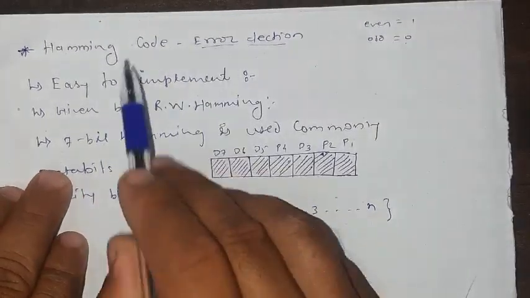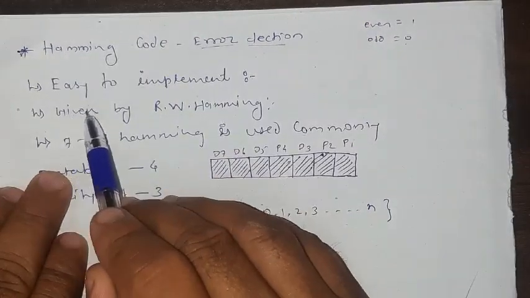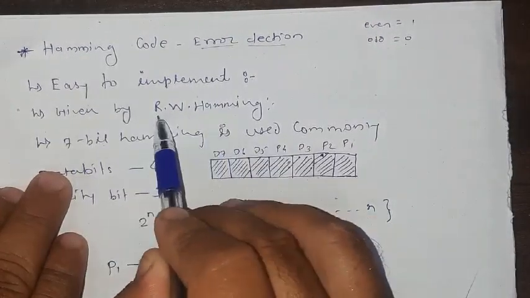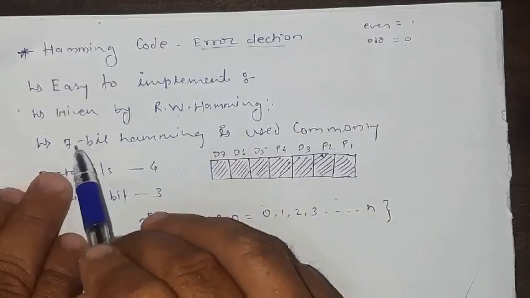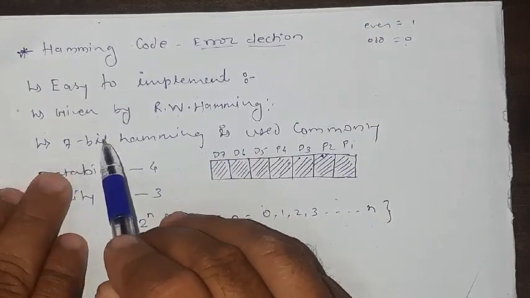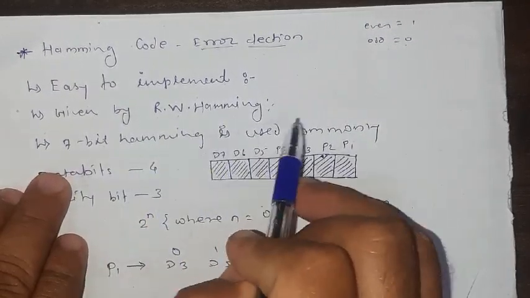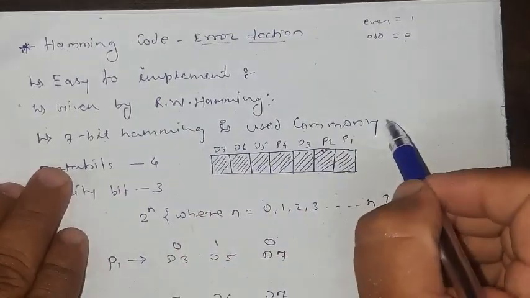Easy to implement Hamming code. Second thing, given by R.W. Hamming, Richard Wesley Hamming. And third one is what? 7-bit Hamming is used commonly. This is the standard thing.